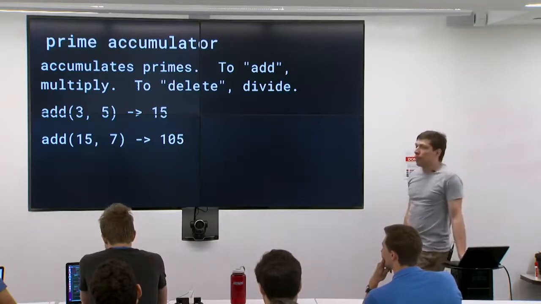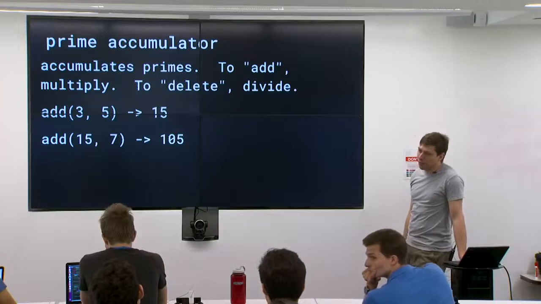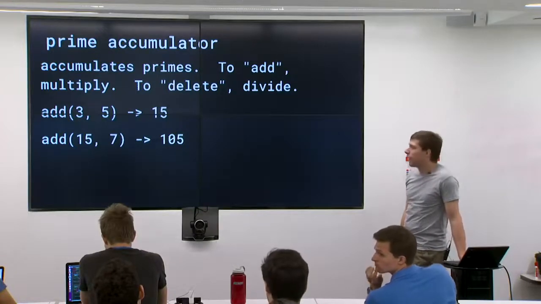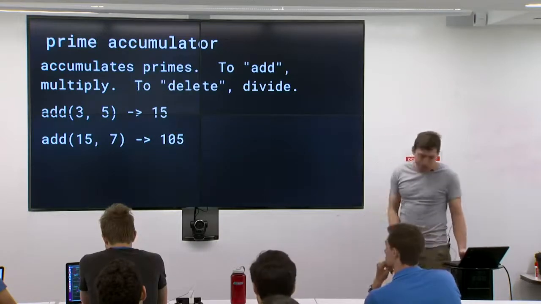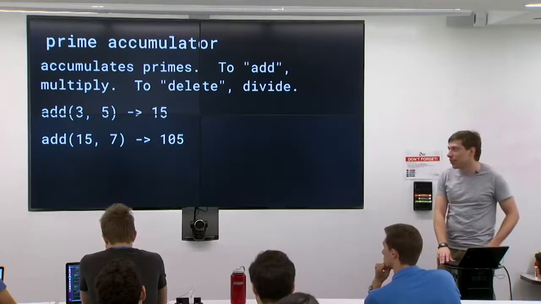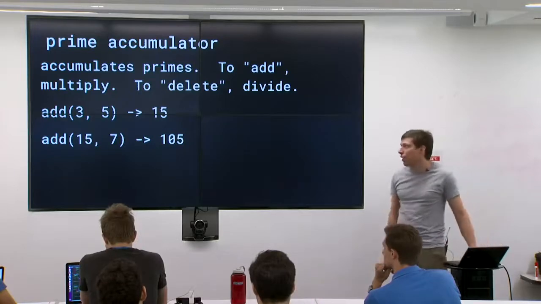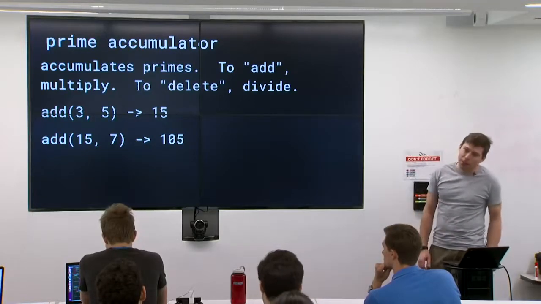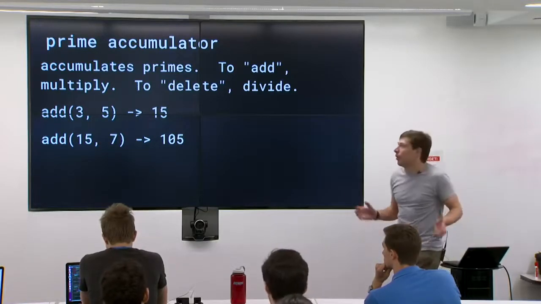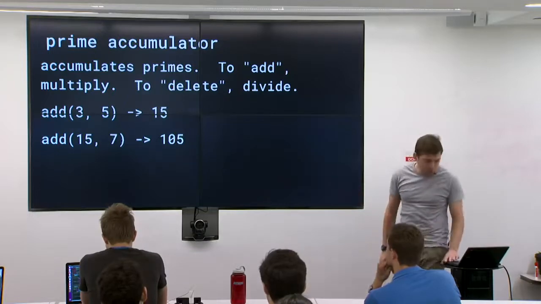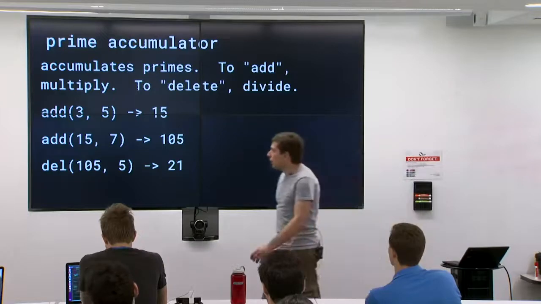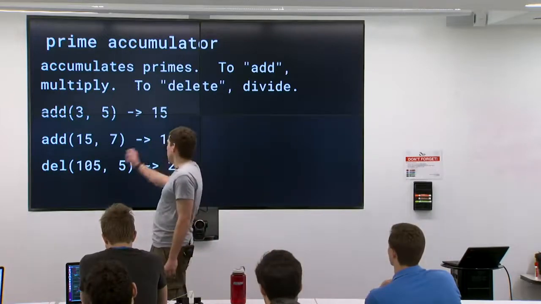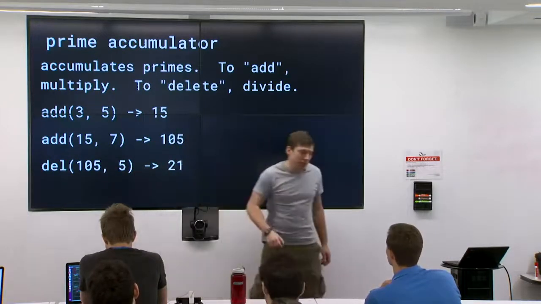Is it called the fundamental theorem of arithmetic? I think that's what it's called, where everything's a product of primes. It's got some cool name. Everything's a product of primes, and everything has a unique factorization. So 105 is 3 times 5 times 7, right? There's no other way around it. And if you want to delete, you can say, okay, I'm going to delete the number 5 from this accumulator. Just divide. Now I get 21.